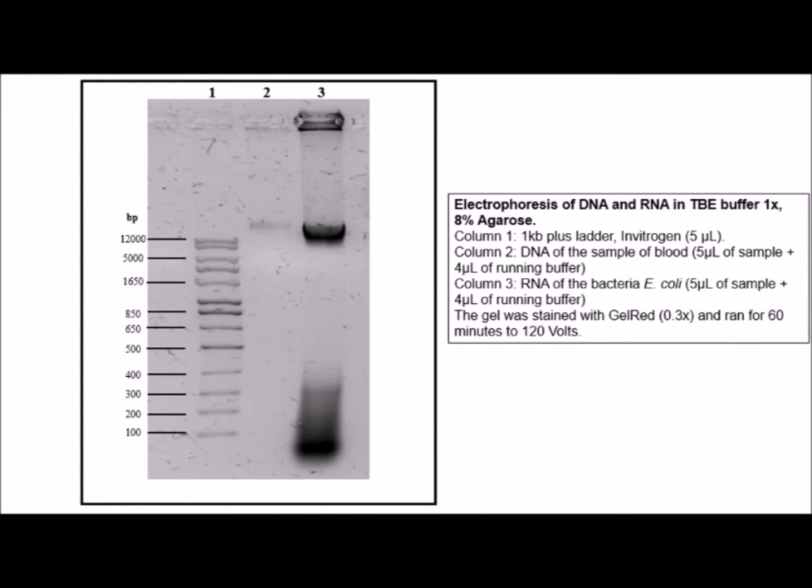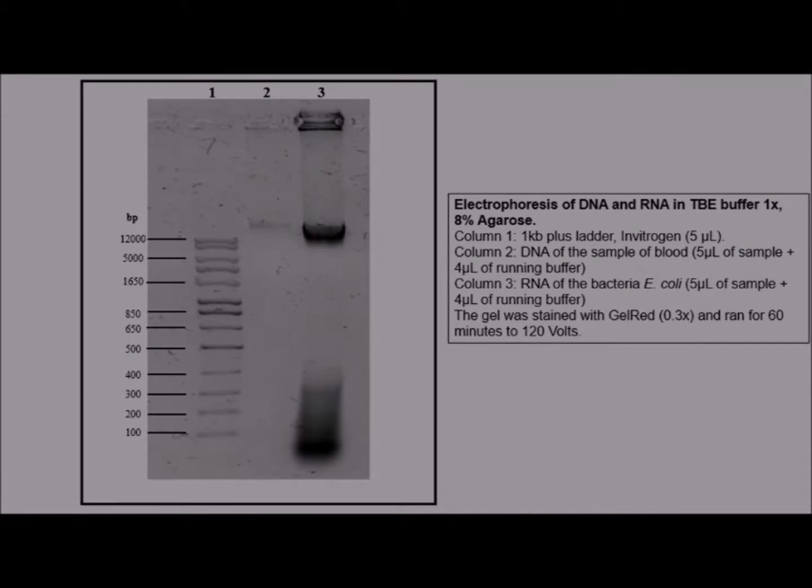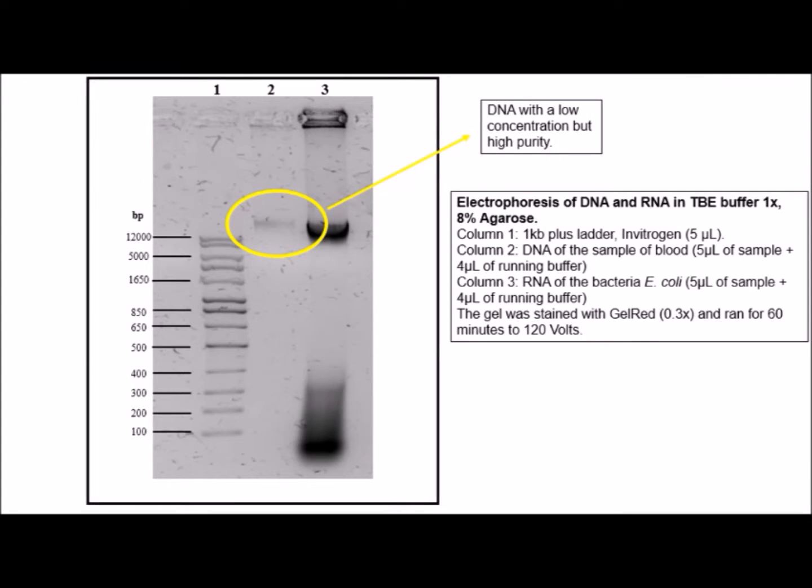The values obtained can be compared with an electrophoresis of the gel, which was an electrophoresis of DNA and RNA in TBE buffer 1X with 8% of agarose. In the second column, it is observable how the DNA band can be seen without degradation and without any other band in the column, which means it has a good level of purity. Since it has a low level of concentration, the intensity of the color of the band is low.